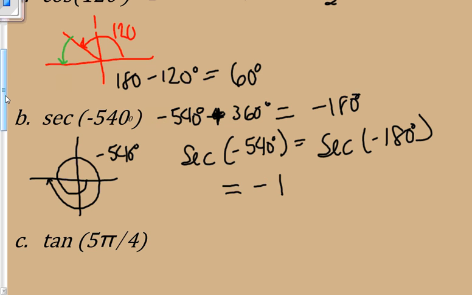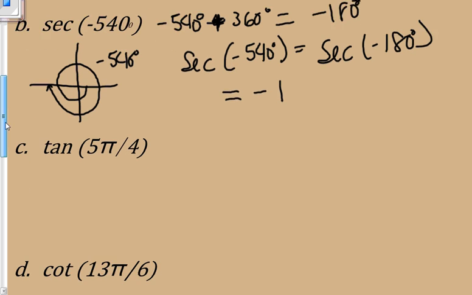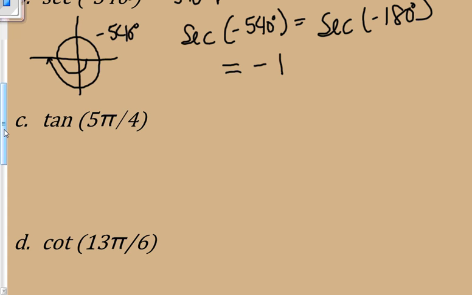Let's take a look at the tangent of 5 pi over 4. So here we go. We don't know where it lands. So I'm just going to look at the fractional part, not worry about the pi. So 5 over 4 is more than 1, less than 1.5. So I know I'm somewhere down here. Here's 5 pi over 4.